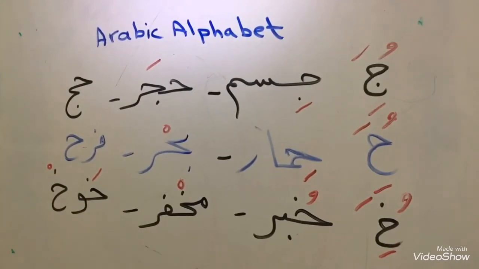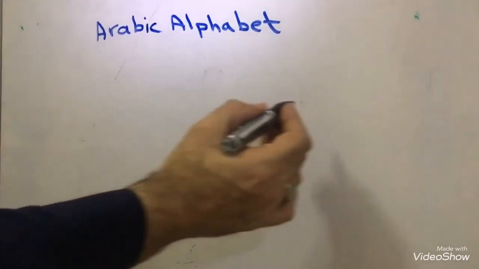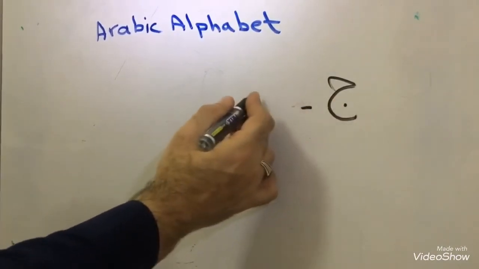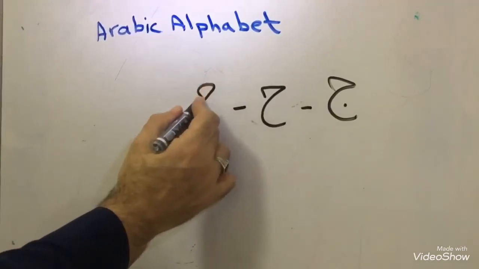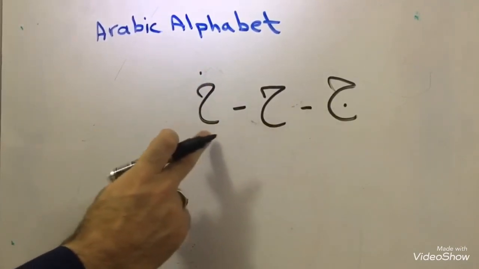So far we can say that all the last three letters are similar in writing. The main difference is in the number of dots. Jim has one dot under. Ha has no dots. Kha has one over. Jim, ha, kha.